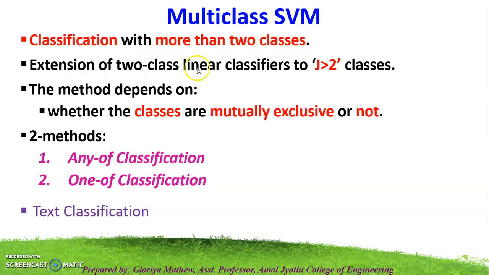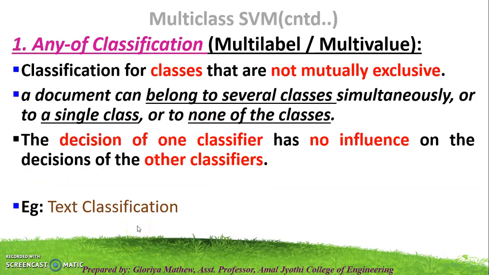It is an extension of two-class linear classifiers to J greater than two classes. The method depends on whether the classes are mutually exclusive or not. There are mainly two methods of multi-class SVM, any-of classification and one-of classification. Mainly, multi-class SVMs are used for text classification.